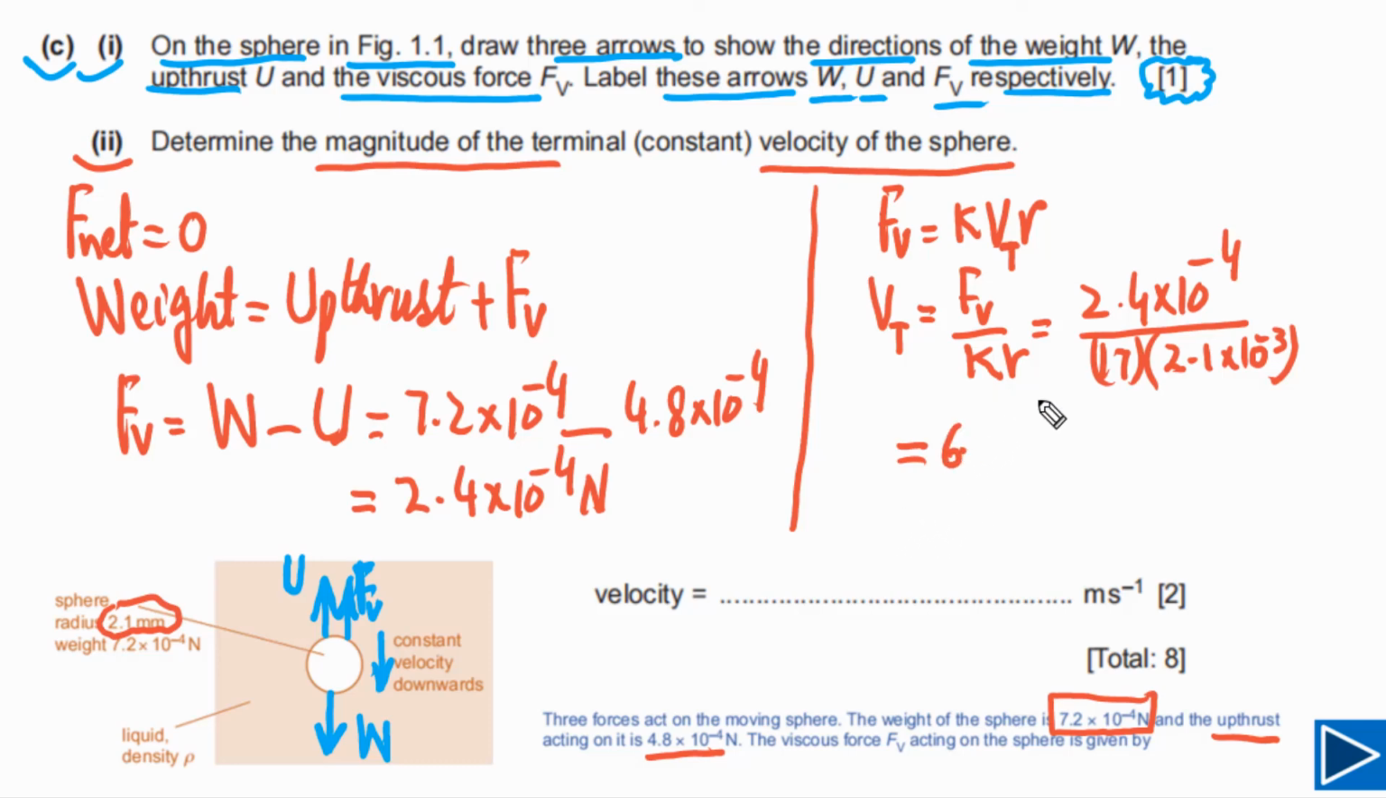So in this case, if we simply plug in values, we will get 6.7. So this is 6.7 times 10 to negative 3 meters per second. So this is value of terminal velocity.